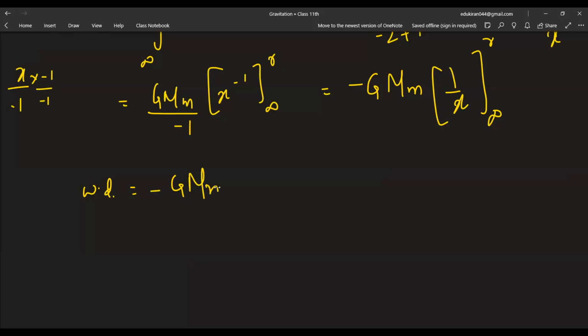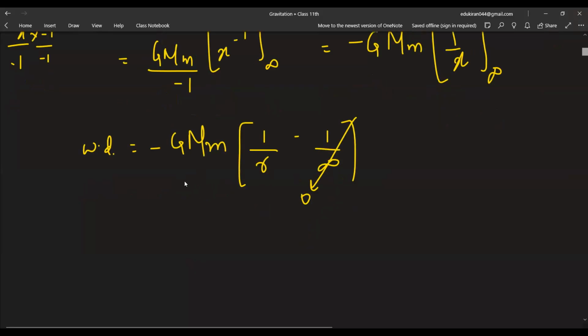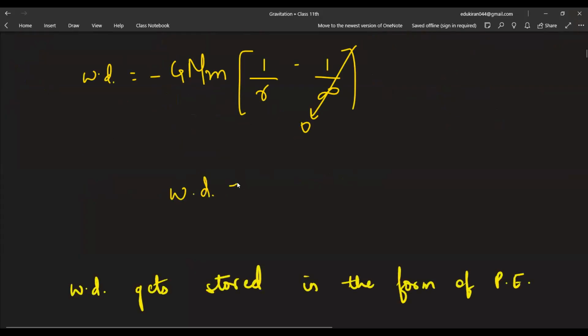Capital G, capital M into small m. This is 1 by r minus 1 by infinity. Upper limit first minus lower limit. Okay, class. What is 1 by infinity, class? 0. 0, right. Correct, Abhi. This will be 0. So straight away we have the derivation completed. We have the formula of work done as minus G, capital M, small m, which basically represents M1, M2.